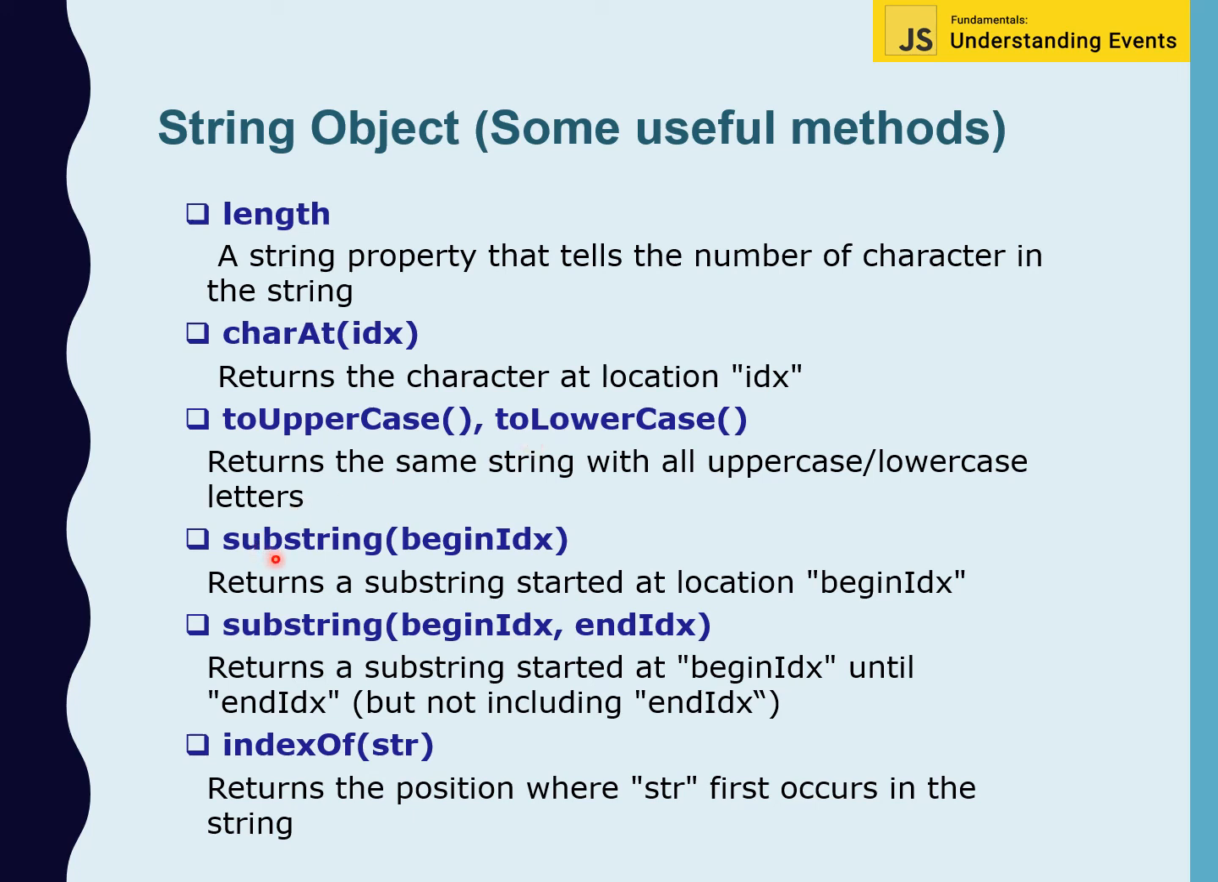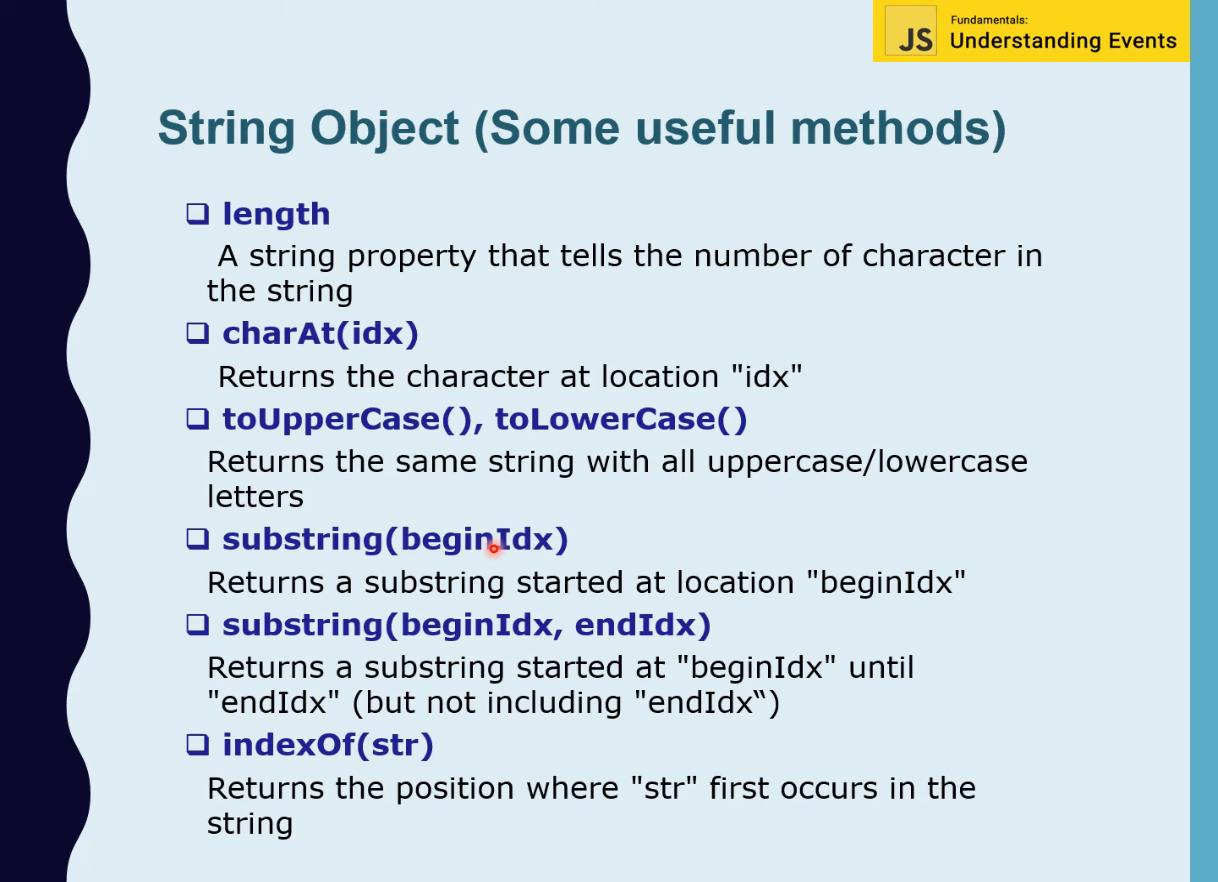The next function is substring(begin idx). This begin idx is an integer value. So if we call substring with an integer on a string value, it will return a substring starting at the index location specified by the begin index variable.